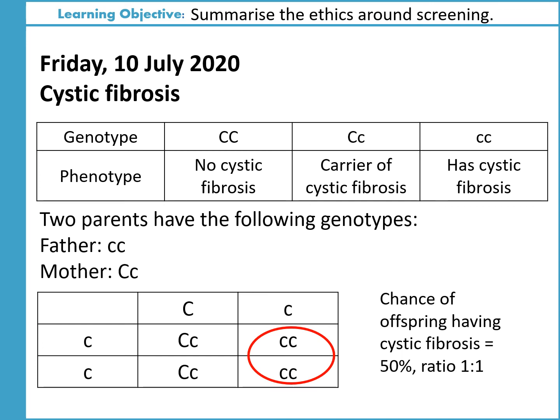You can see though that the remaining 2 are carriers of the allele for cystic fibrosis, and therefore if they're very unlucky and go on to have children with another individual that also carries a cystic fibrosis allele, they may themselves produce children with cystic fibrosis. Okay, thank you.